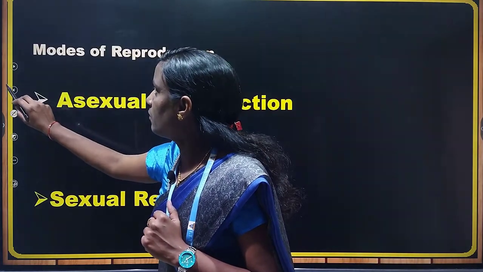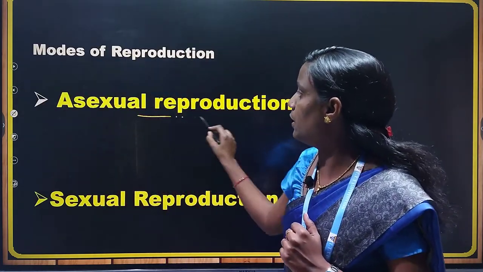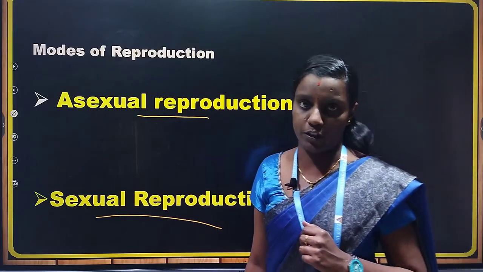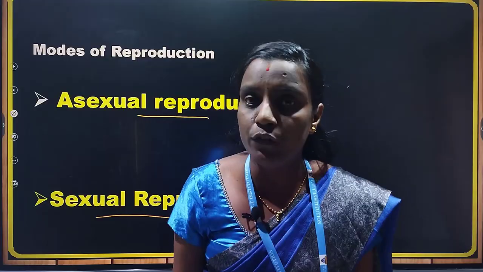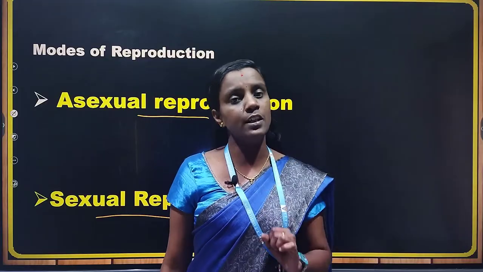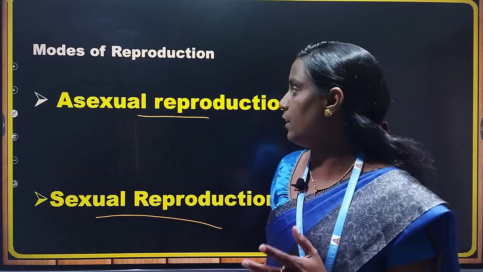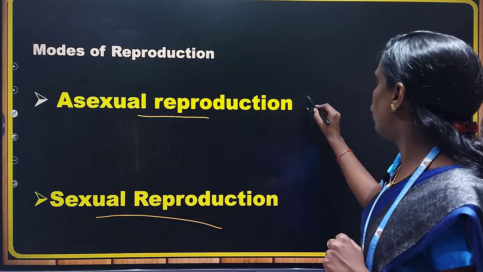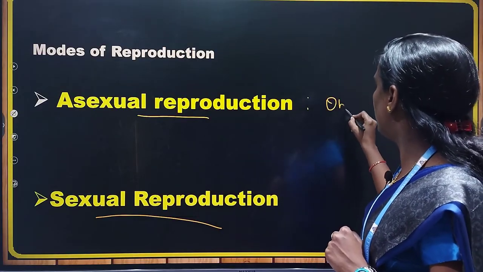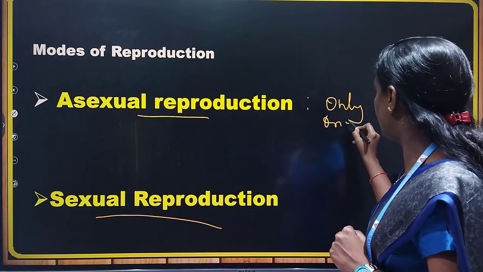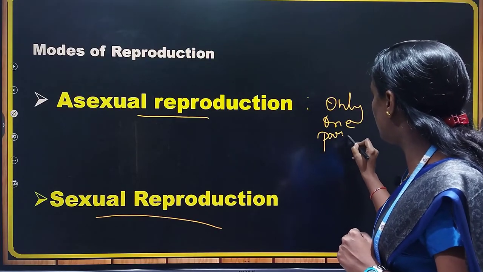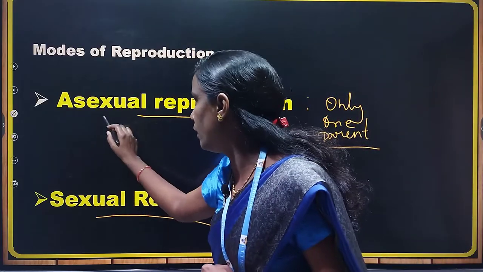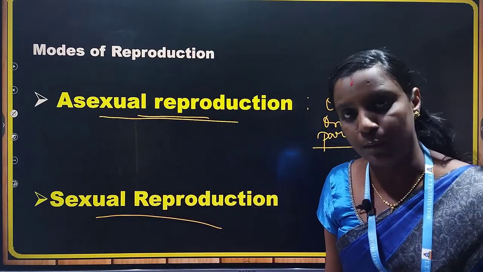So the first mode is asexual reproduction and sexual reproduction. Okay, so two modes of reproduction, asexual and sexual reproduction. So first, what is asexual reproduction? See, in this reproduction the offspring will be produced by only one parent. Okay, offspring will be produced by only one parent. That process we call asexual reproduction.